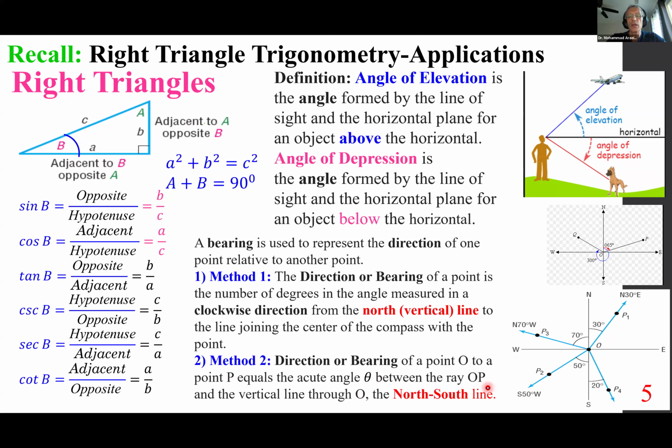Meaning, in the first method, you just look at the north and go clockwise. For example, this one, you see 65 degrees. That's all you mention, 65 degrees. Whereas for Q, it covers 300 degrees, so you go clockwise. But in the second method, for example, if you want P1, you start with the north because it's closest to north, and then 30 degrees, the right side is east. Whereas this one, P sub 4, it's closer to south, so south, 20 degrees east. And the rest of it.